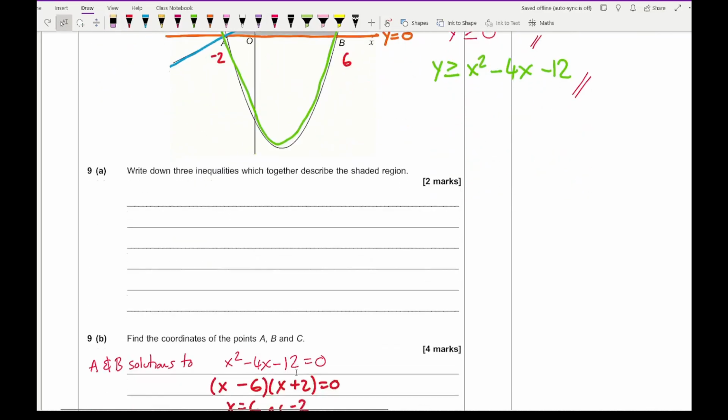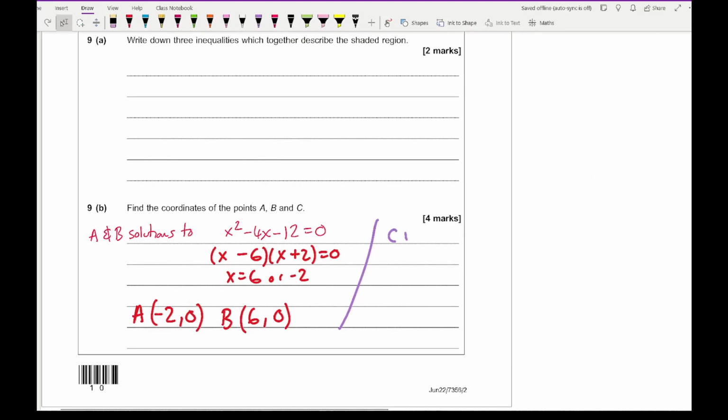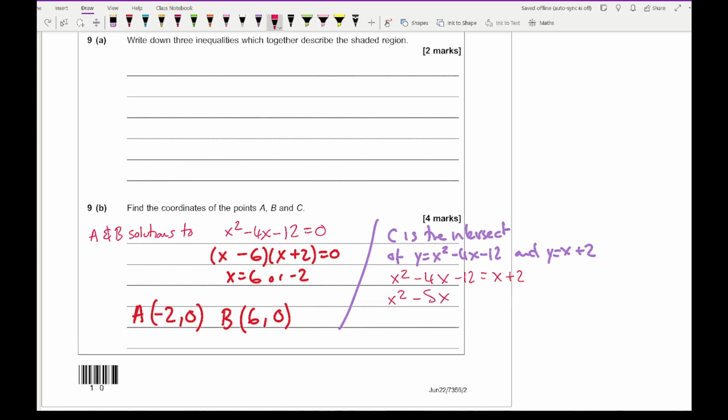Now C is the intersect of y equals x squared minus 4x minus 12 and y equals x plus 2. The word intersect means simultaneous equations. So I've got x squared minus 4x minus 12 equals x plus 2. If I stick them all onto one side, I get x squared minus 5x minus 14 equals 0. I can then factorize that. So I've got x minus 7, x plus 2 equals 0. So x equals either 7 or minus 2.